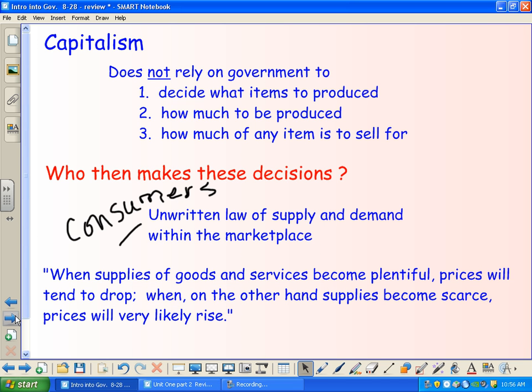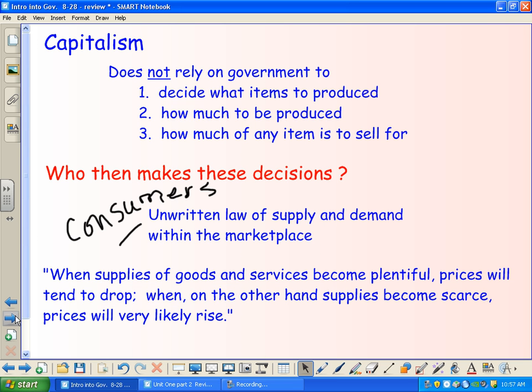All right, define capitalism just a little bit better or differently maybe. It's important to know that capitalism does not rely on government. And I gave you three things in particular that the government is not supposed to be involved in. It can't decide what items will be produced. It is not supposed to be talking about how much should be produced. And certainly it is to stay out of the idea of how much any item is to sell for.